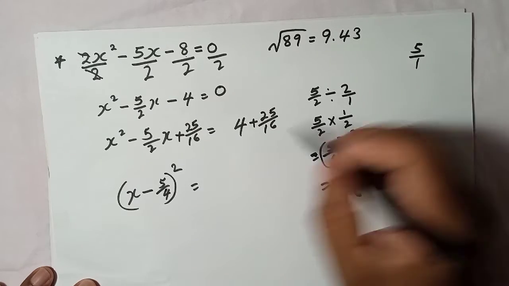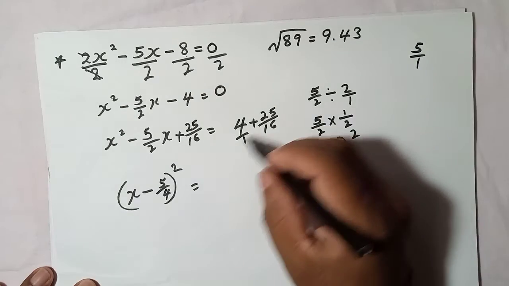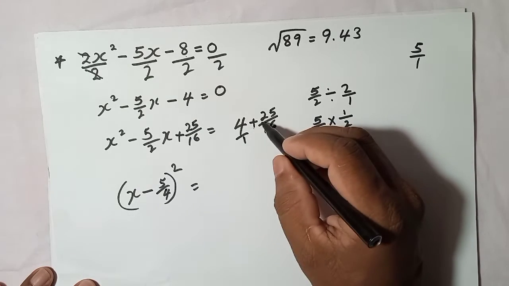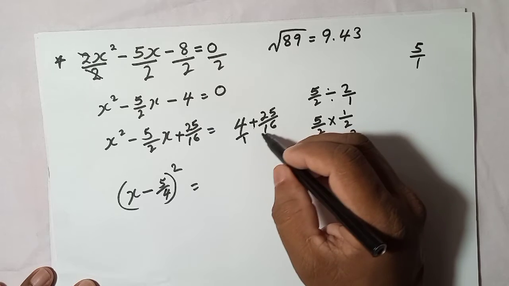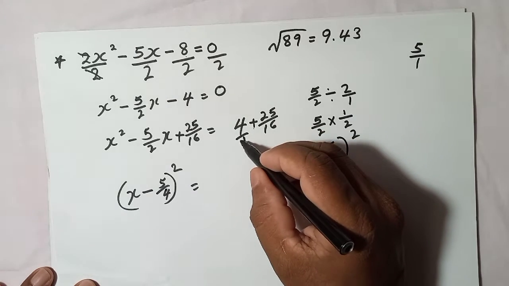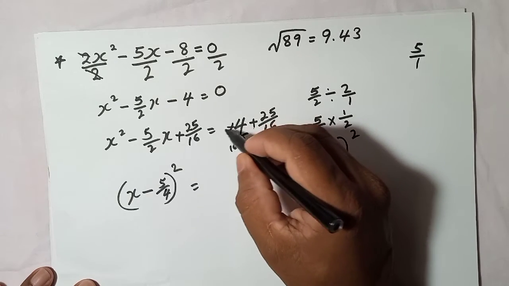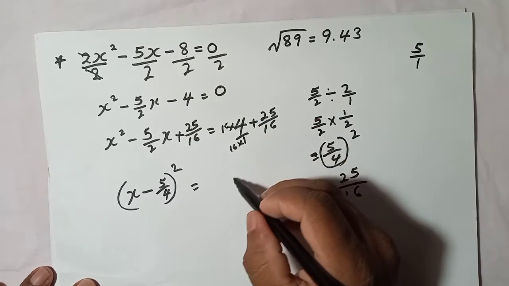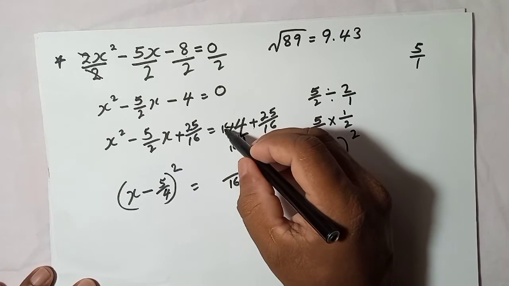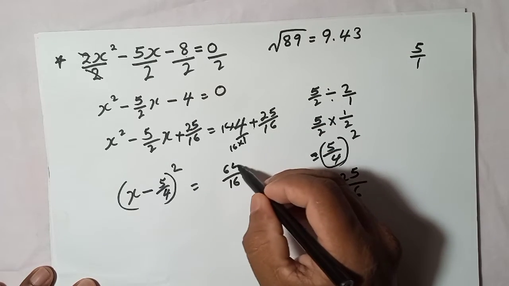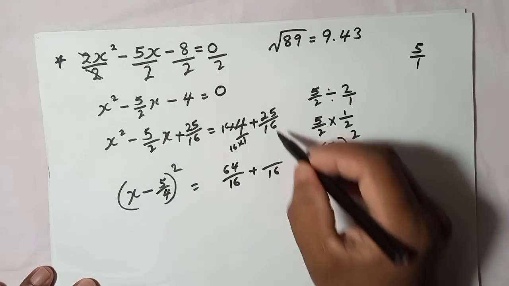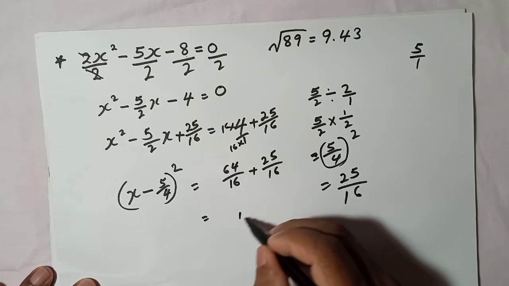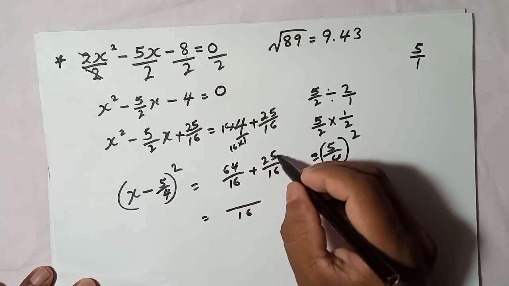Again, here I can put 1. Now I need to make the same denominator, because here you should add, and you can't add without the same denominator. Here 16, here 1, so I need to multiply here by 16, here also multiply by 16, then you can get the same denominator, right? So here will be 16, and here 16 into 4, it will be 64. Here will be 16 and here 25. Now we have the same denominator, so now you can add these two.